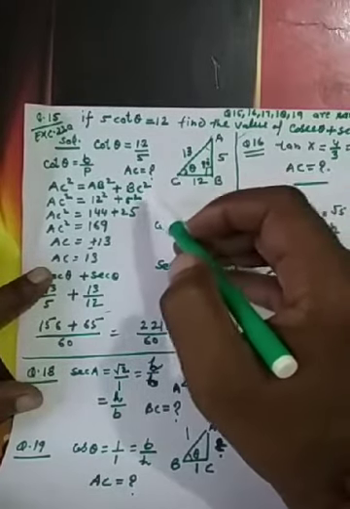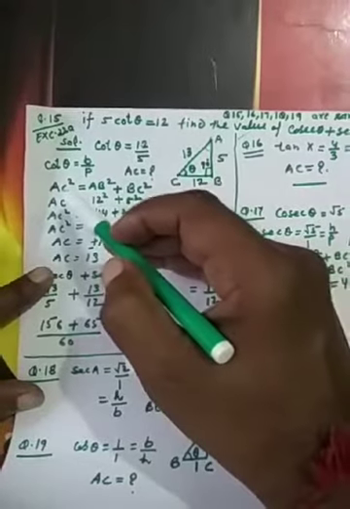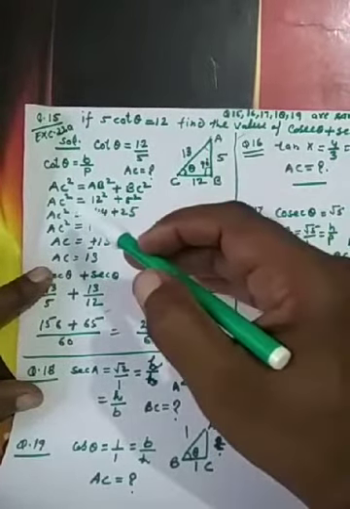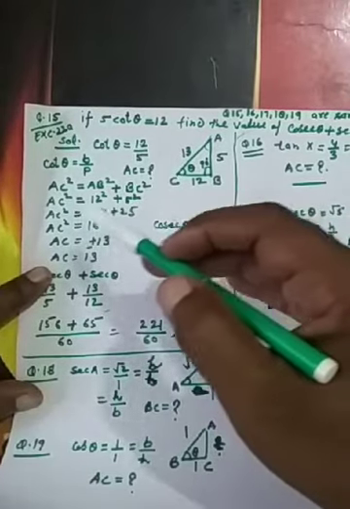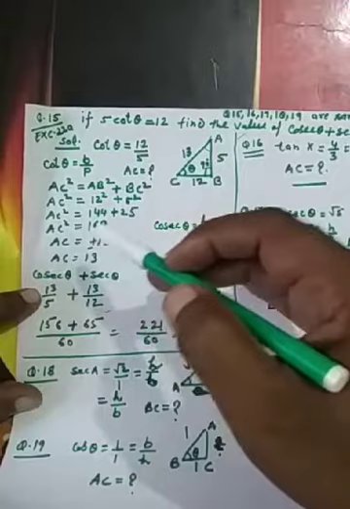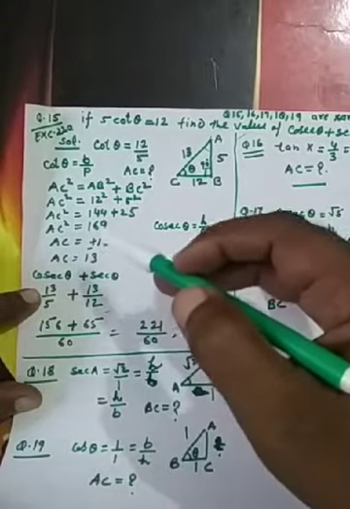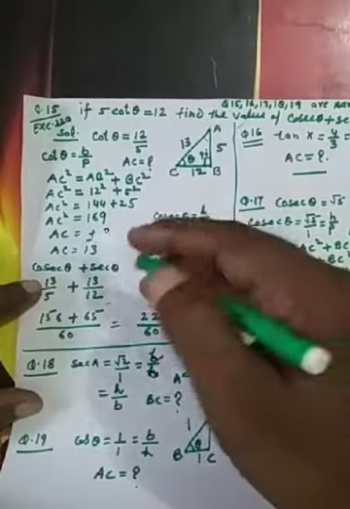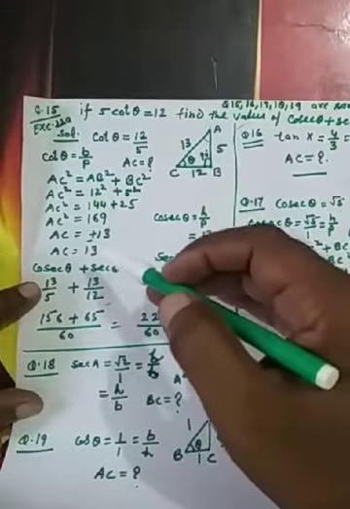For finding out AC, Pythagoras theorem: AC square is equal to AB square plus BC square. AC square is equal to 12 square plus 5 square. AC square is equal to 144 plus 25. AC square is equal to 169. AC is equal to plus minus 13. But because it is a side, it cannot be minus. So AC is equal to 13.